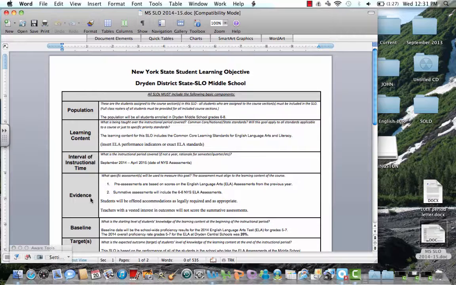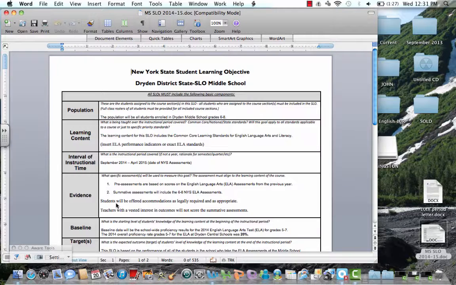This is already spelled out with the group metric. Our pre-assessments are based on the scores on the English language arts assessments from the previous year. In other words, a 5th grader coming into 6th grade, what did they score in 5th grade? The summative will be this year's 2015 scores. So if we know what they came in at on the baseline from the previous grade level, where did they end up this year in terms of proficiency with those students?